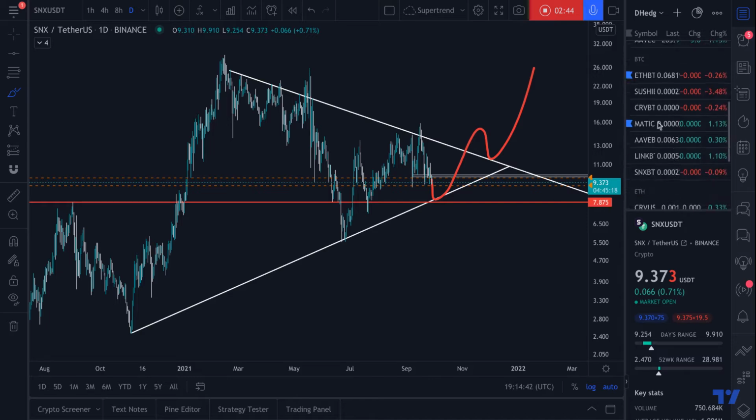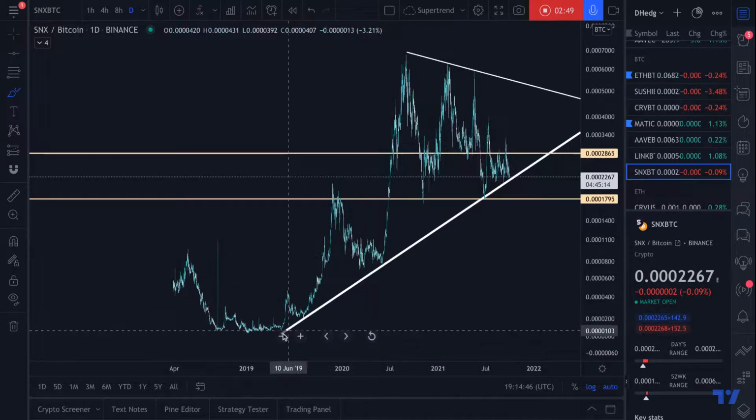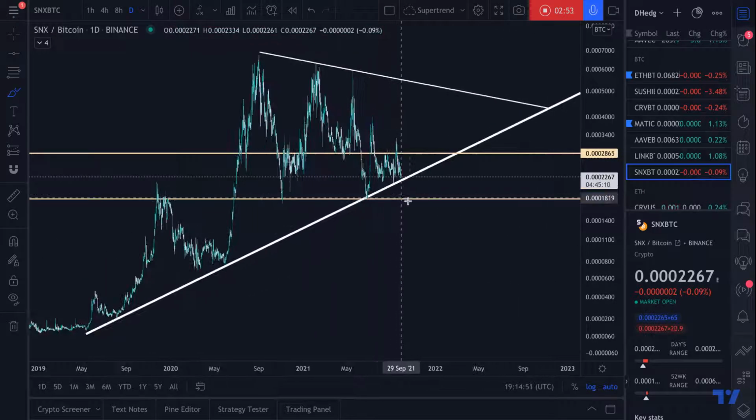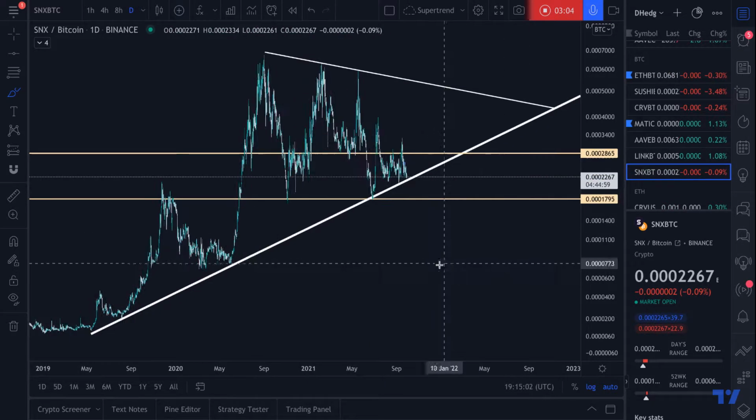We can take a look at the SNX versus Bitcoin chart. As you can see here, this is a much more defined trend line playing support. We may see it come back down here and test this area, but it doesn't necessarily have to for us to hit that $8 mark. If Bitcoin falls down to 37, if this just held here, that would actually be a good thing.